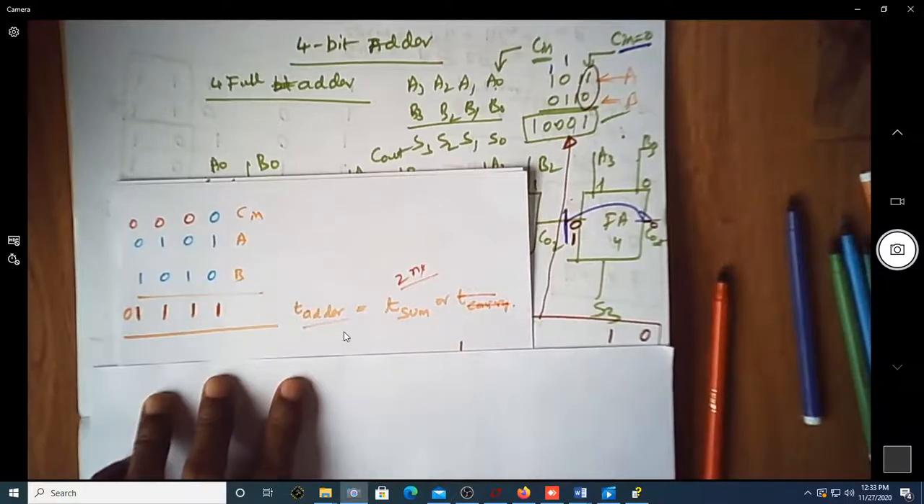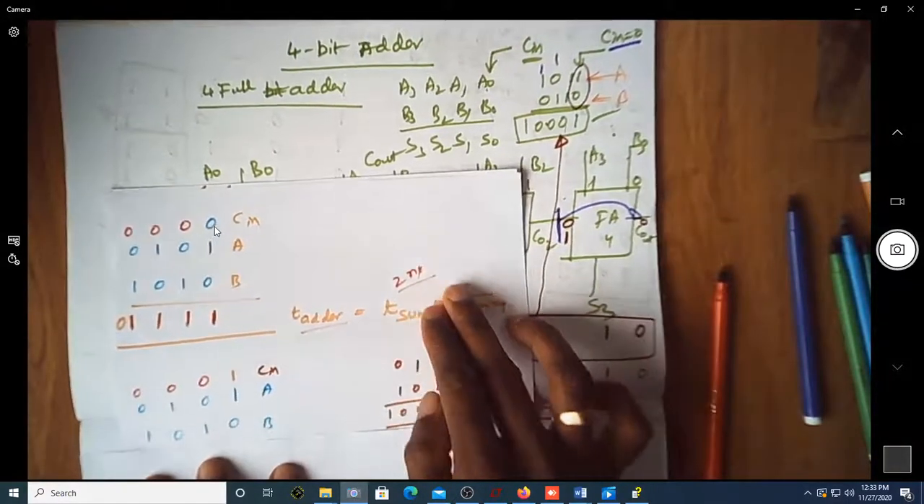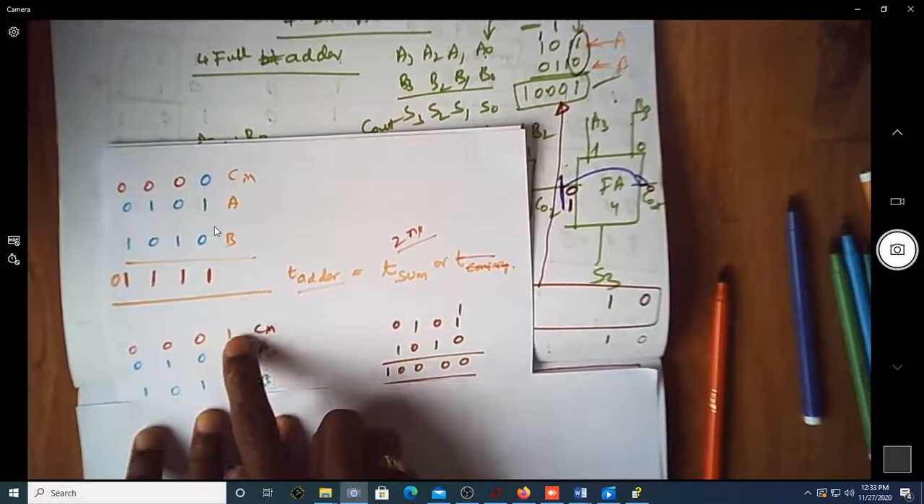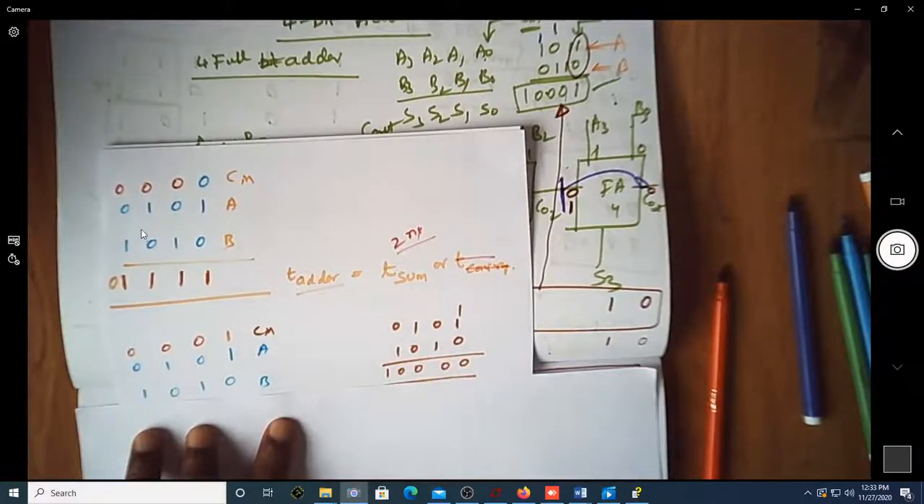In the same example, suppose I make Cin equal to 1. So see now what happens. So this is Cin equal to 1. If Cin is equal to 1, we take the same inputs, A and B as 0 1 0 1 and 1 0 1 0.